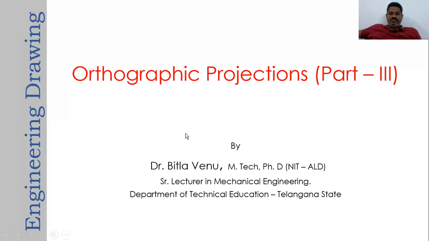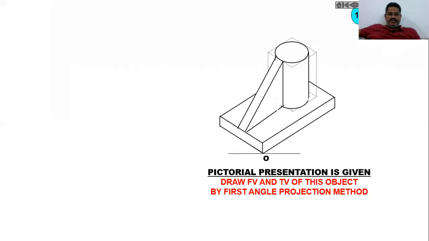Hello and welcome to my Orthographic Projections Part 3. In our last session, we have seen different engineering components. We have seen the front view, side view, and top view for simple figures. But in this session, we will take different mechanical components and machine components for which we will try to draw the front view, side view, and top view in first angle projection.